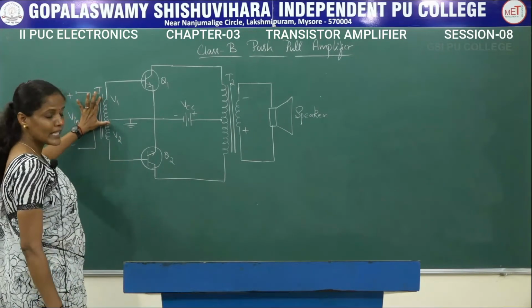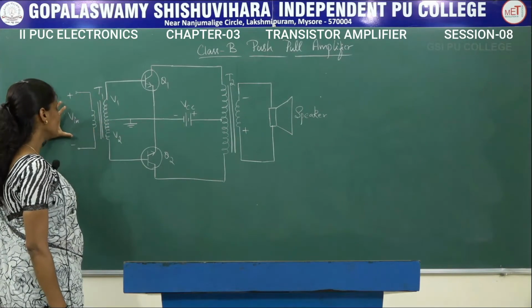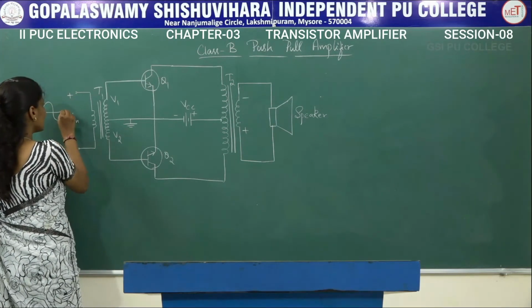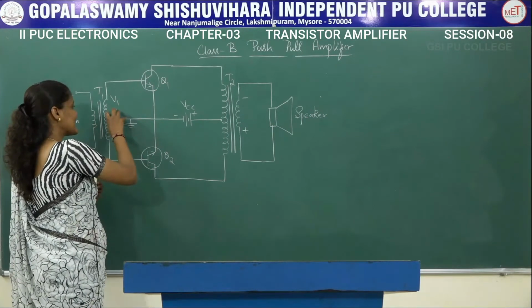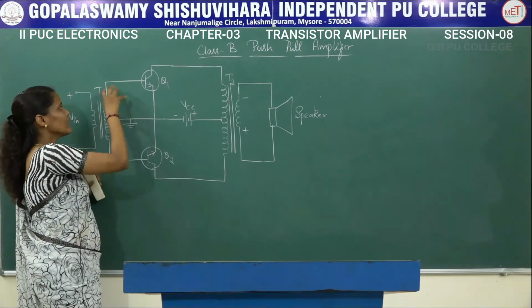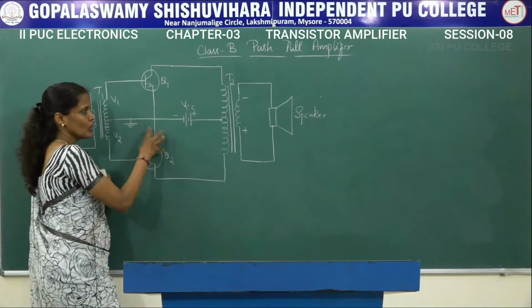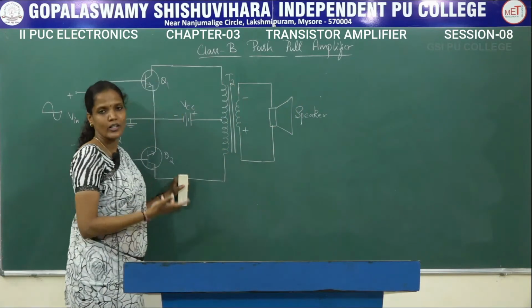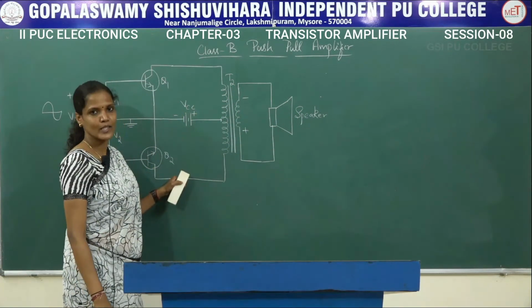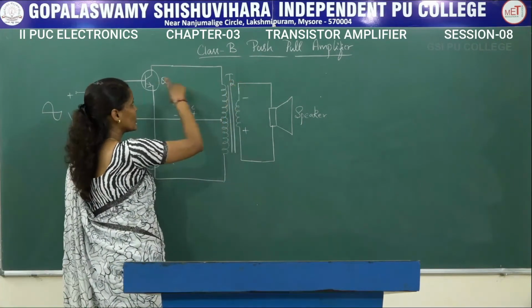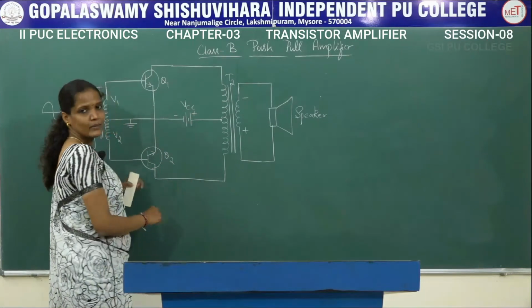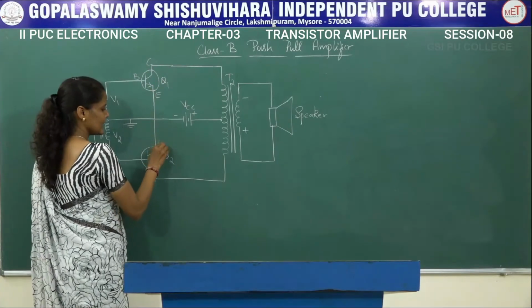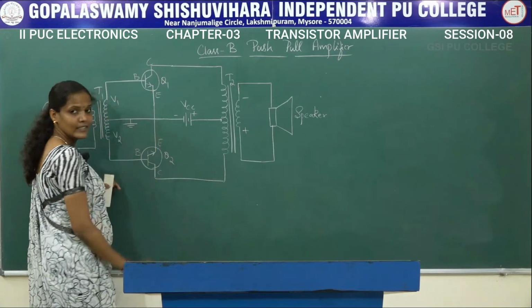For the primary winding of the transformer T1, we are going to give the input signal, which is sinusoidal in nature. And from the secondary side of T1, we are going to connect Q1 and Q2. For the secondary side of the transformer T2, we are going to connect the load, which is nothing but a speaker. And for the primary of T2, we are going to connect the collector terminals of these 2 transistors. This is the base, emitter and the collector. Similarly, emitter, base and the collector.